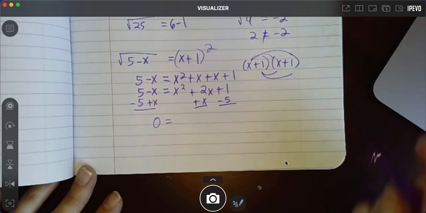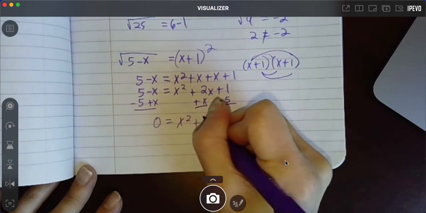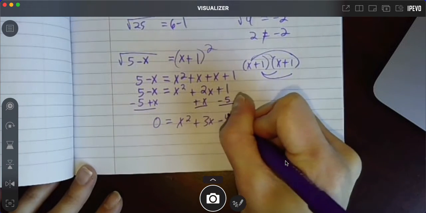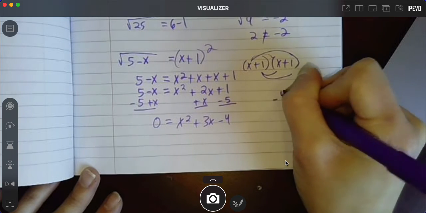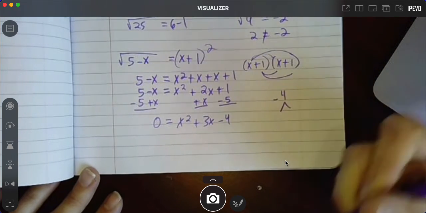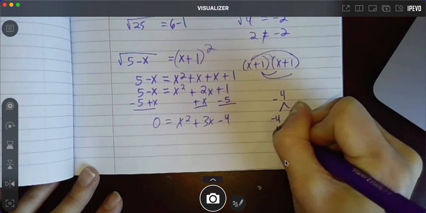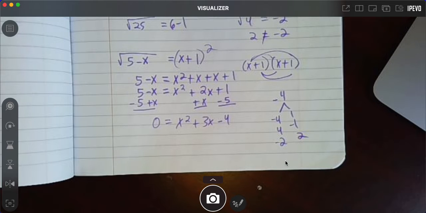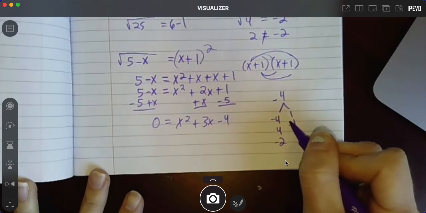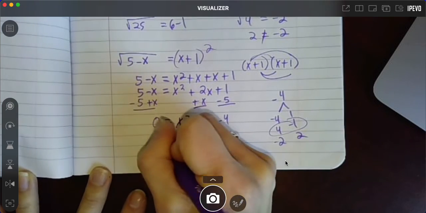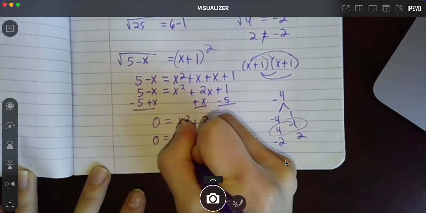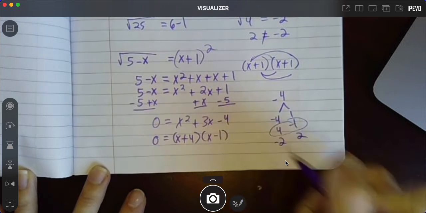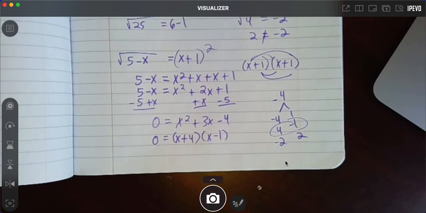Okay. I'm going to write it out. So I'm going to get x squared, plus 3x, minus 4. So I'm going to find factors of negative 4. I'm just going to list some over here. Negative 4 and 1, 4 and negative 1, or negative 2 and 2. What adds to a positive 3? A 4 and a negative 1. So when I factor those, I'm going to get a positive 4 and a negative 1. So what are my two possible answers? Negative 4 and 1.